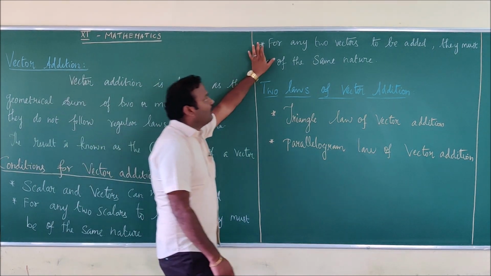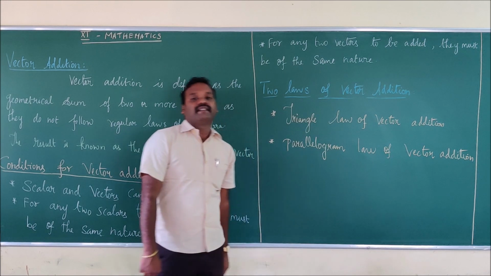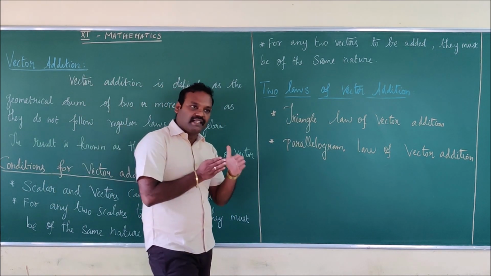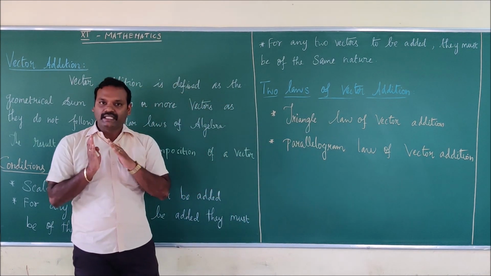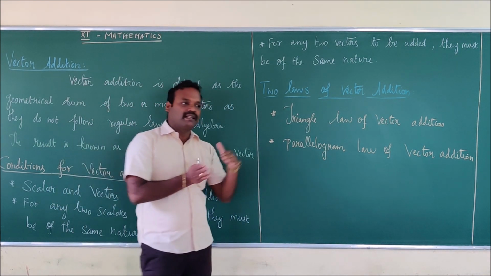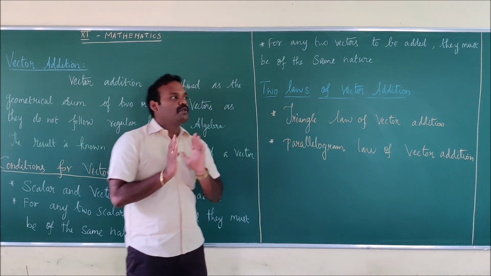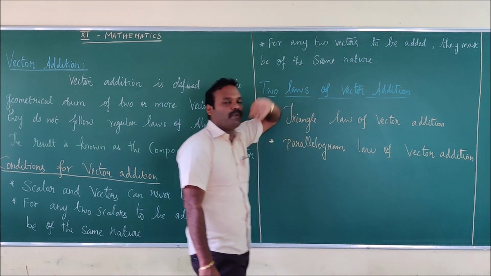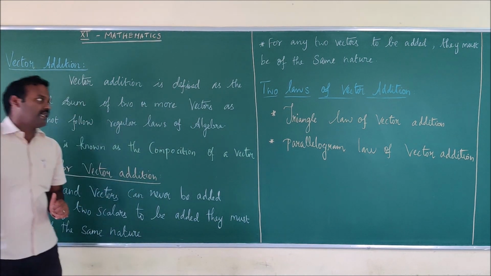Next one, for any two vectors to be added, they must be of the same nature. For example, you have to add velocity with velocity, force with force. You should not add a velocity vector with a force vector. So you should make a note of the same nature. I hope you all remember the conditions to add any vectors or scalars.